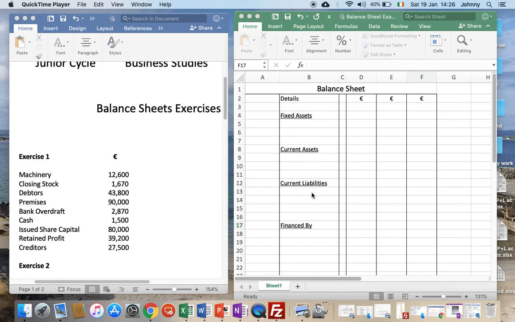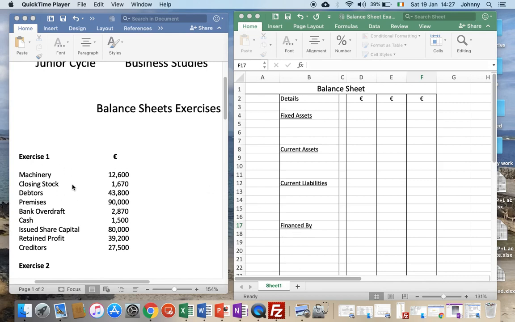Current liabilities is money we owe at the moment. When we buy goods, most of the time businesses buy goods on credit, which means that we buy now, pay later, and those people we owe money to are called creditors. We might have other things like electricity bills that we haven't paid yet that we owe. They're all current liabilities. Finance by is how we paid for our business. Initially, when we set up our business, we would have put in money called capital. And then as the business continues, maybe it makes profit and we decide to keep some of that profit and use that to pay for expanding the business, well, that would be retained profits. That'll all be included in here.